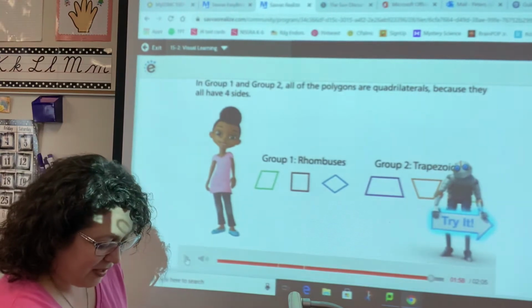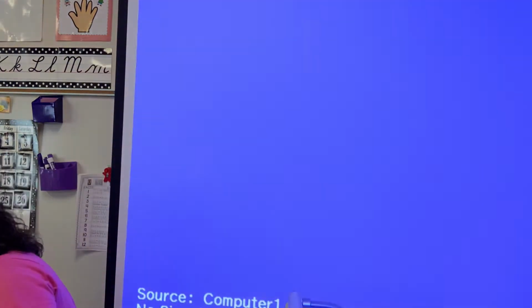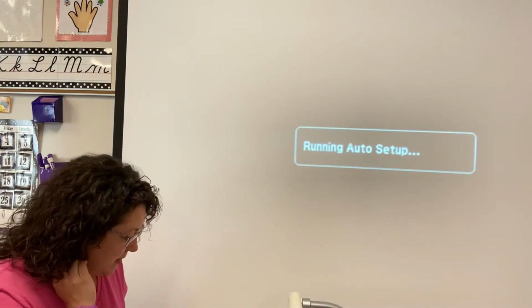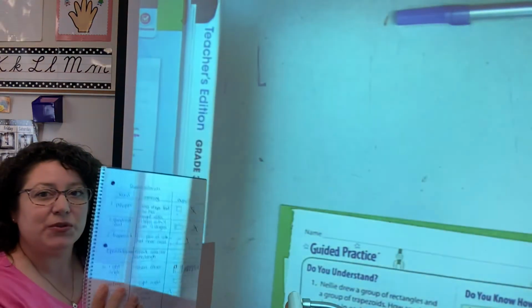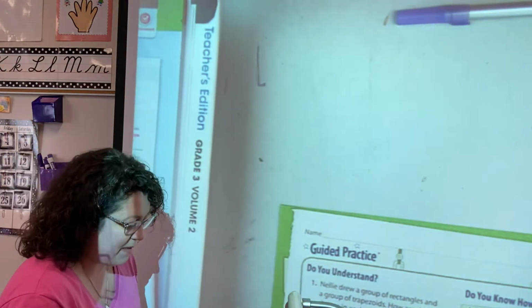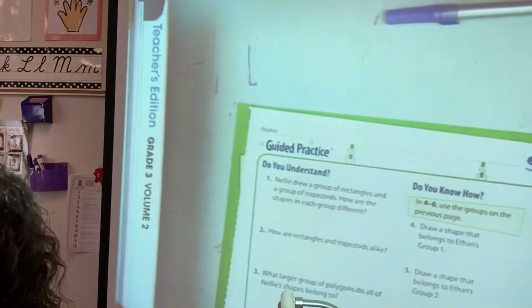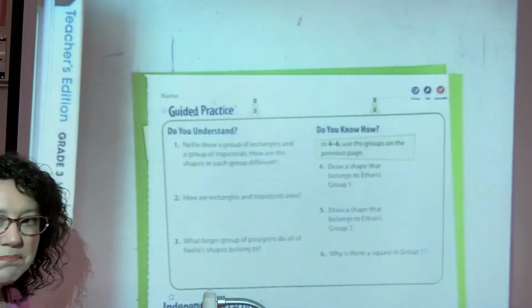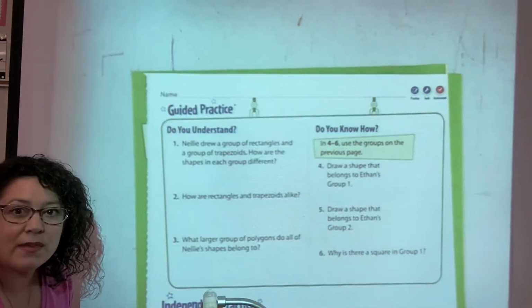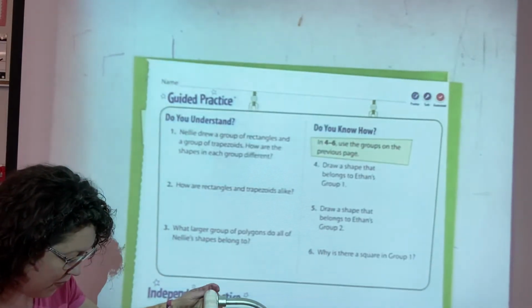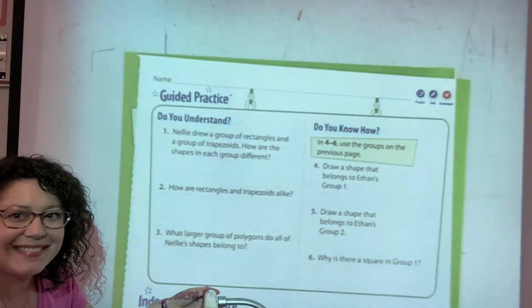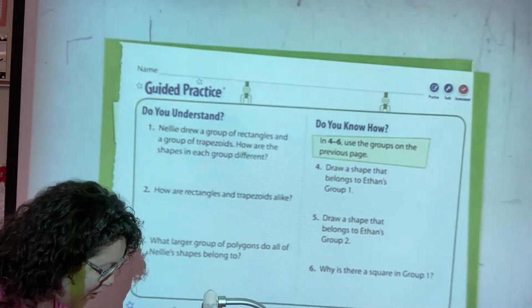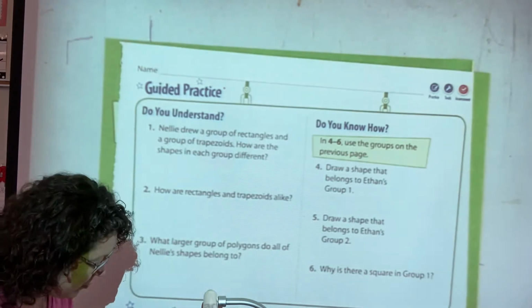Okay. So now we're going to go to the next page over. Page 591. And again, you might want to use your notes page. That might help you out a little bit. Okay. All right, let's start at number 1. Nellie drew a group of rectangles and a group of trapezoids.